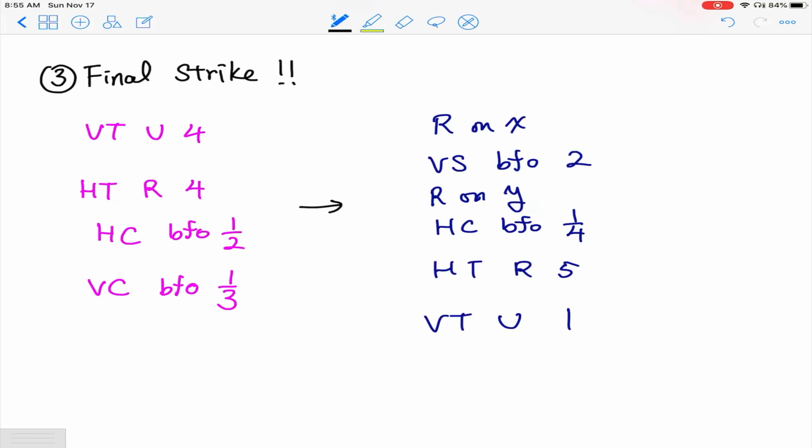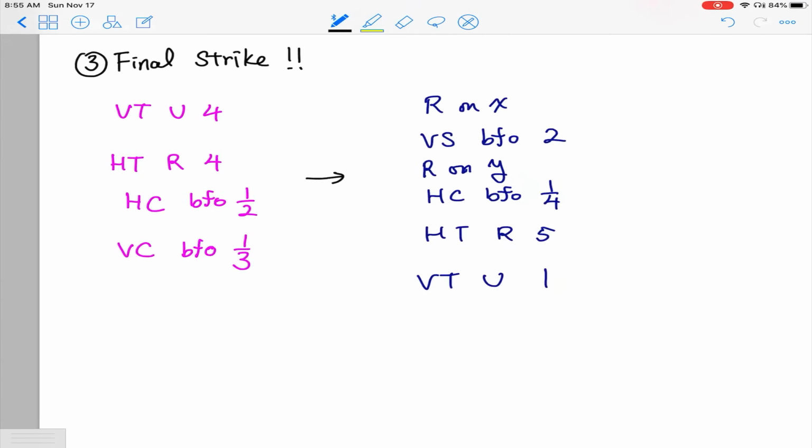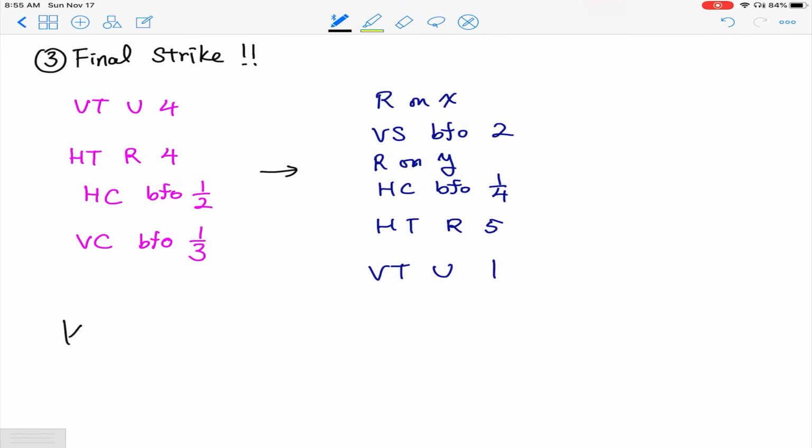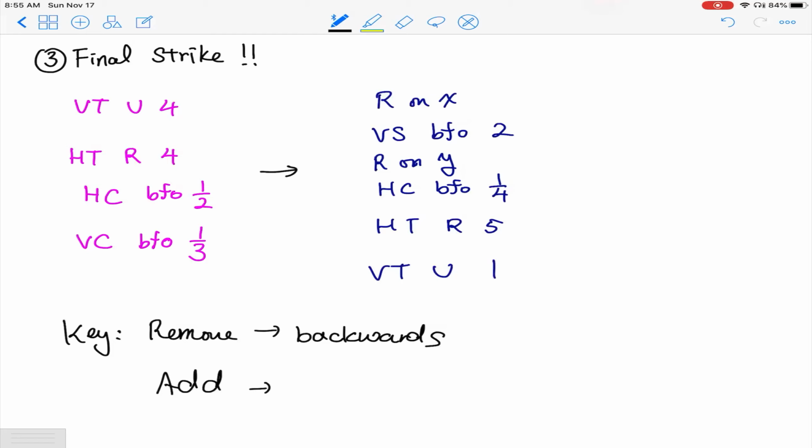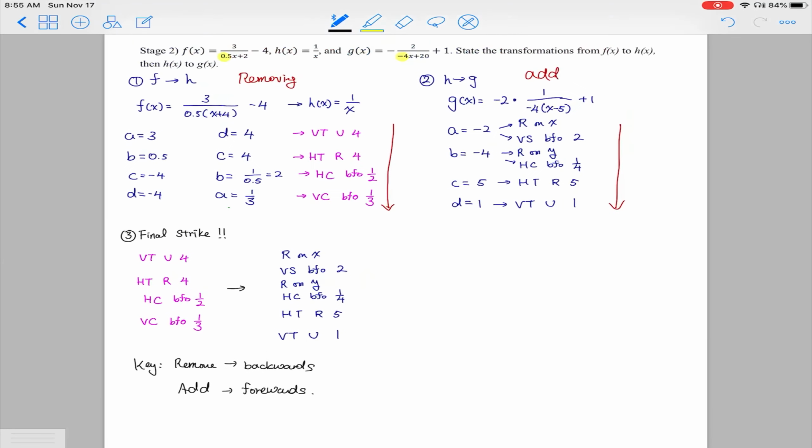A couple of things you really have to remind yourself when doing this type of question: when you remove transformations, you work backwards. When you add, it is the traditional way, going forward. And that's all there is. So hopefully stage 2 was not bad. If this still confuses you, please go back to stage 1 of level 2 to completely understand what is happening.